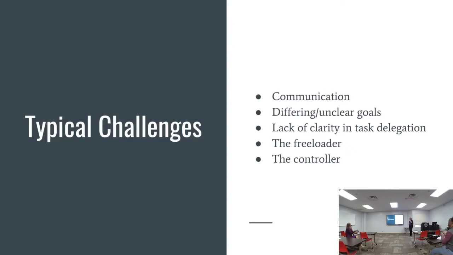And then there's two very common roles that pop up. One is the controller, the person who just has to do it all because they need to be in charge, and then no one else gets to have input. And the freeloader, which is your stereotypical group member who is along for the ride and benefiting from the work that everyone else is putting in. So most groups want to avoid those.